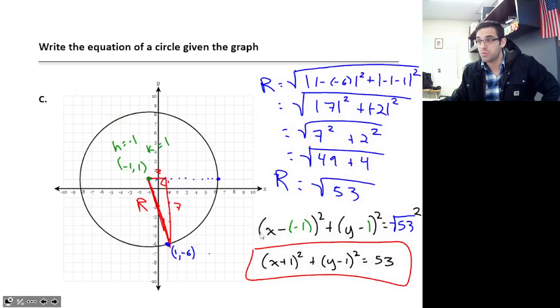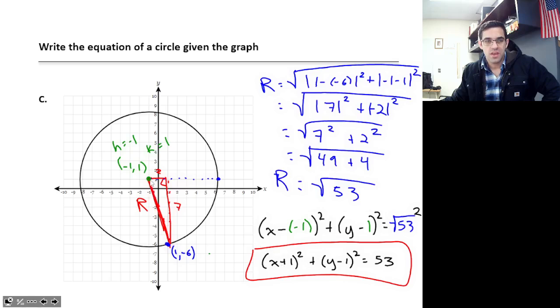Okay, what if I give you the graph? So instead of giving you the center and a point, I just give you a graph. Well, you can find the center. It's right here, negative 1, positive 1. So negative 1 is our h value, positive 1 is our k value. So we'll have x minus negative 1 squared and y minus 1 squared, or x plus 1, because minus a negative is positive. And we'll have x plus 1 squared plus y minus 1 squared.